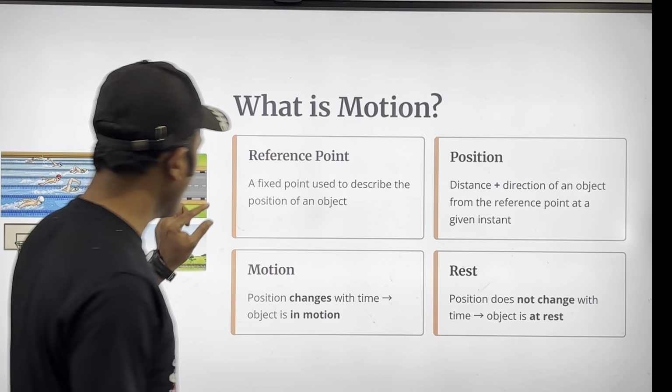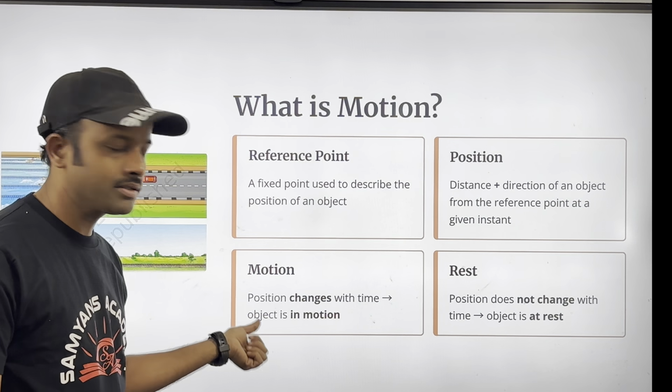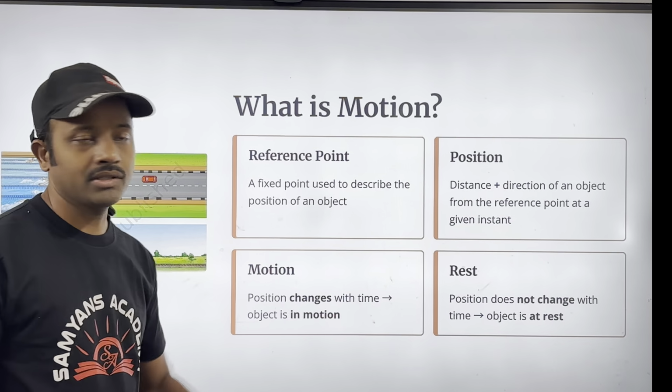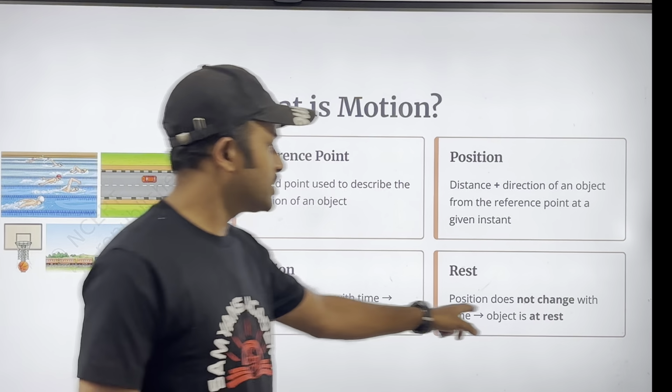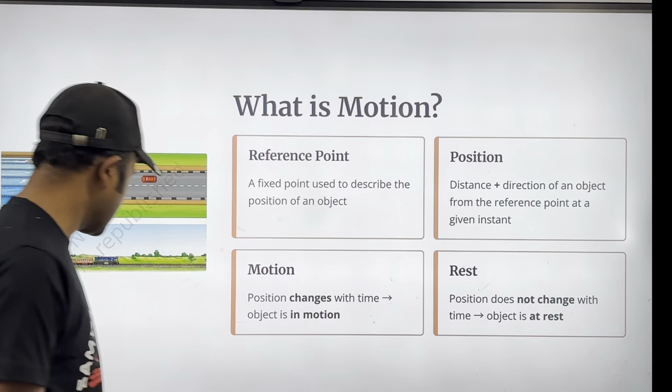Now motion. We already discussed how to define it. If the position changes with time, the object is said to be in motion. If the position does not change with time, the object is at rest.